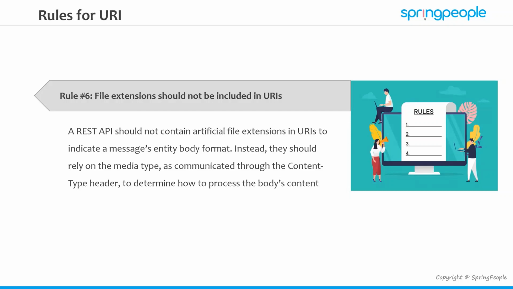Rule number 6: file extensions should not be included in the URI. Extensions like .png and .pdf should not be part of the URI. A resource API should not contain artificial file extensions in the URI to indicate the message entity body format. Instead, it should rely on media type, like Content-Type equal to text, JSON, or file. All of these should rely on the media type, as communicated through the Content-Type header, to determine how to process the body content.